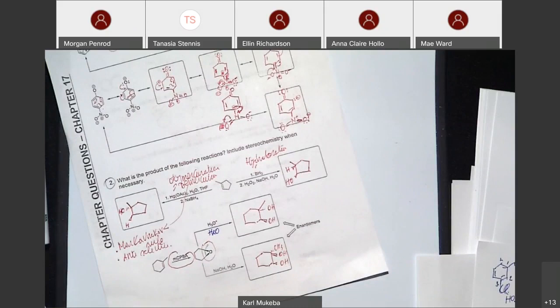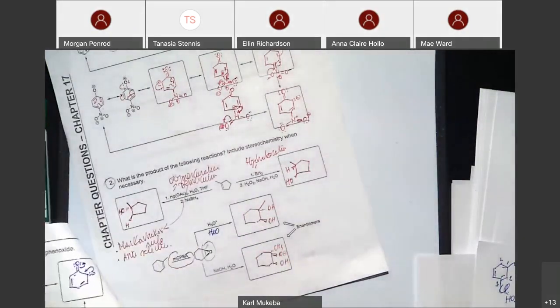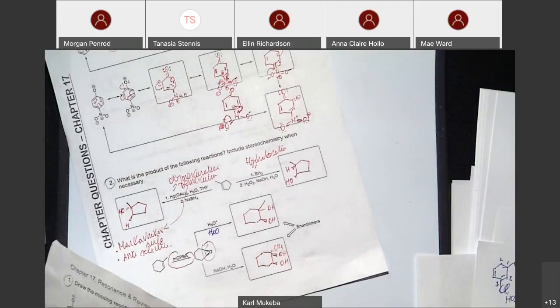Does that make sense to you? Yes, ma'am. The mechanism for what?